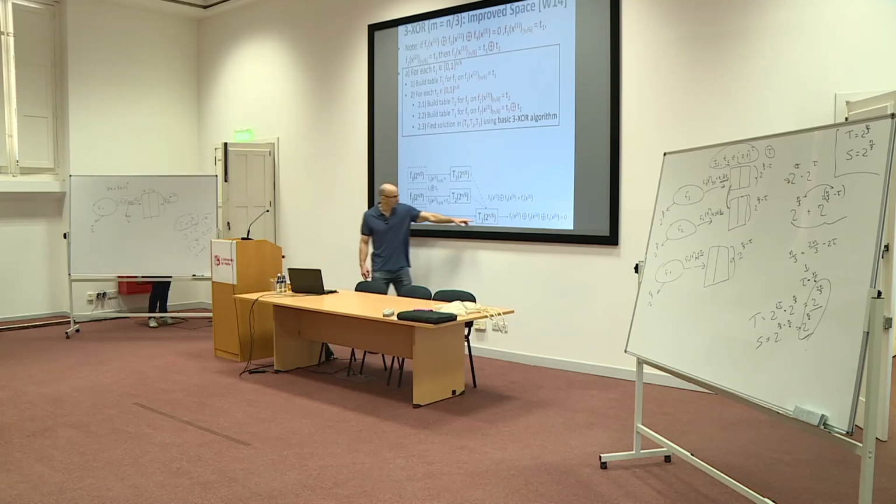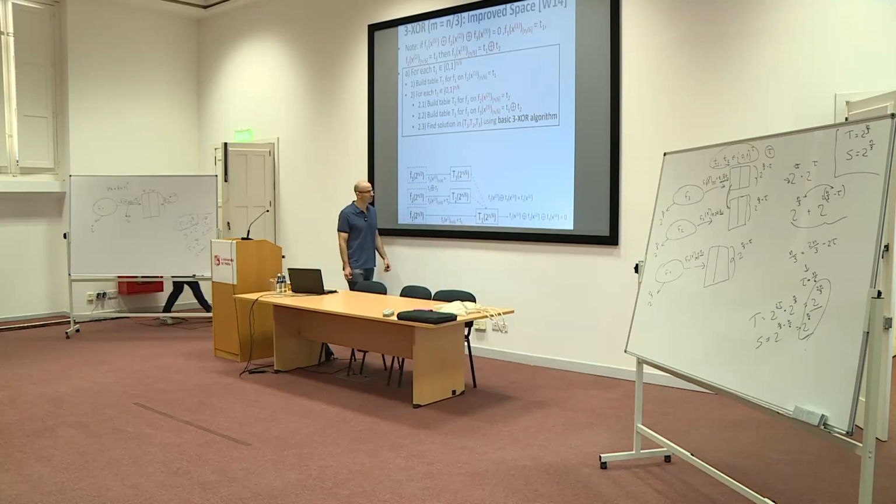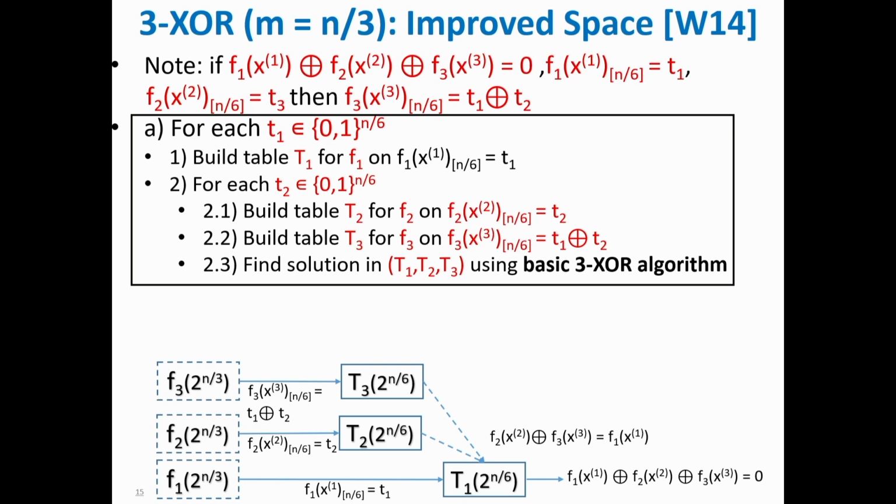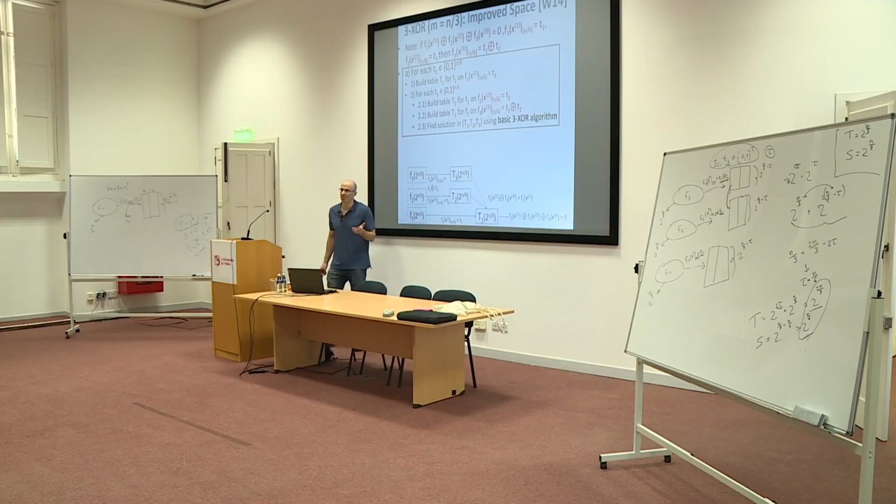So basically what I'm doing here, I have this table T1 that I built, and I'm iterating over the domains of these two tables, and for each element in the joint domain, and there are 2 to the n over 3 such elements, I'm just checking this condition on the table T1. So that's basically the basic algorithm for 3XOR that I described previously, but now it's applied to smaller tables, or you can think of these tables as functions if you want. It doesn't really matter. Yeah, it's a reduced domain. Previously, the domains were larger. And now the domains are smaller, so the complexity is also smaller. Okay, thanks.